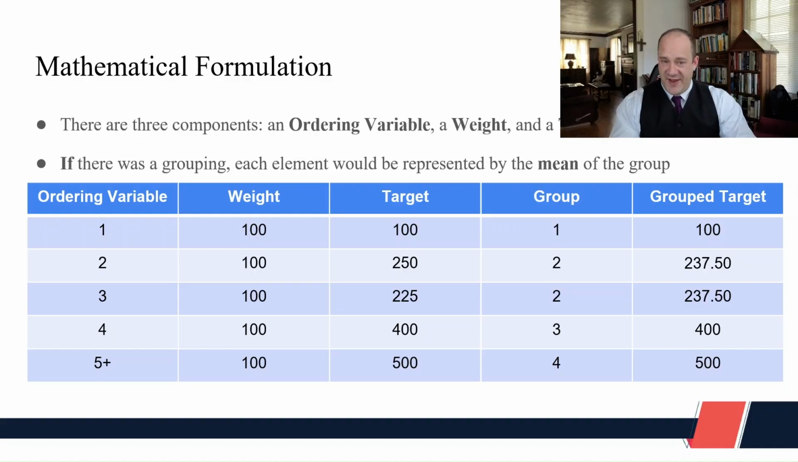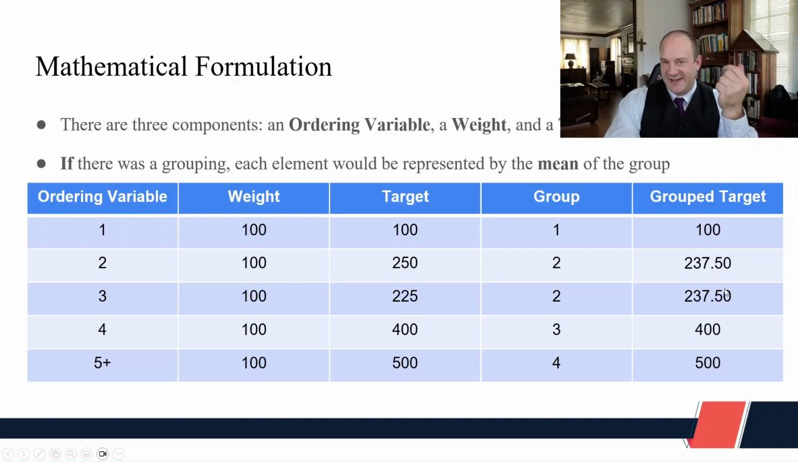there was a grouping, each element would be represented by the mean of the group. And so that's what we're doing here, right? When we group together 2 and 3, we think of these things as being the same in the grouping. That's the whole point of being a group, right? Everything in there is interchangeable. And then we would basically assign the same risk to both of these guys. If you're a 2, you have a risk of 237.50. If you're a 3, you have a risk of 237.50, and everyone else simply gets the risk associated to them.